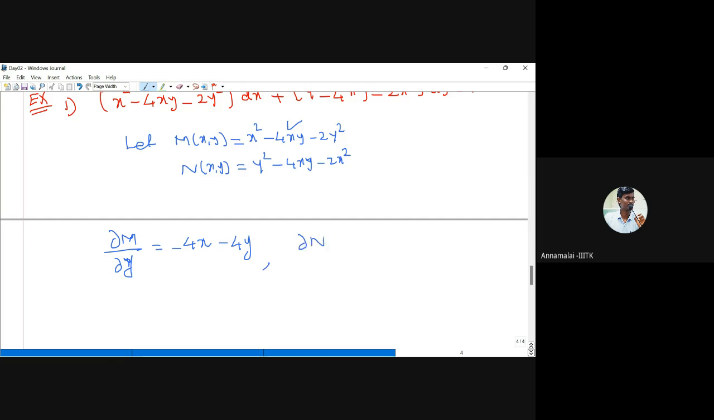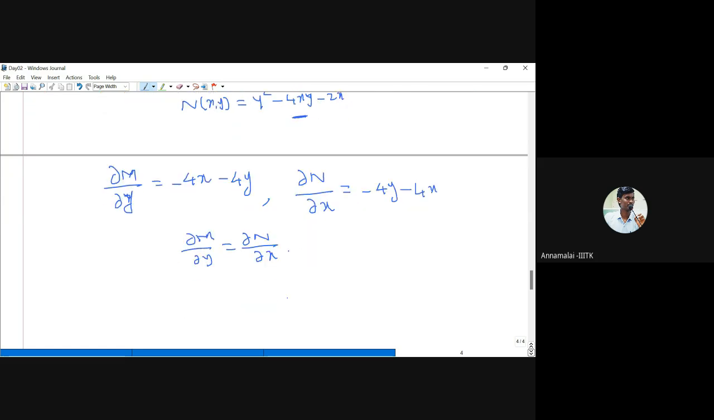Now what is ∂N/∂x? Here we have to treat y as a constant. Therefore we get −4y, because differentiating −4xy with respect to x gives −4y, and differentiating the other term gives −4x. Now both are equal, so ∂M/∂y equals ∂N/∂x. Therefore, it is an exact equation.